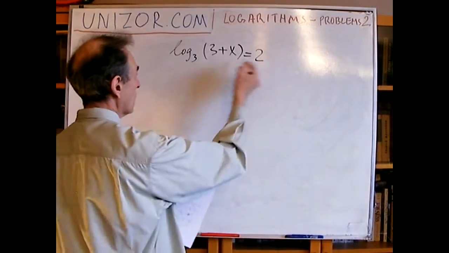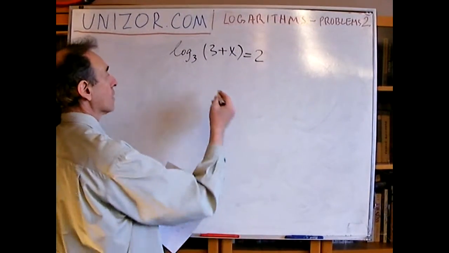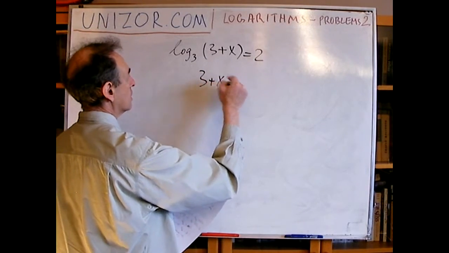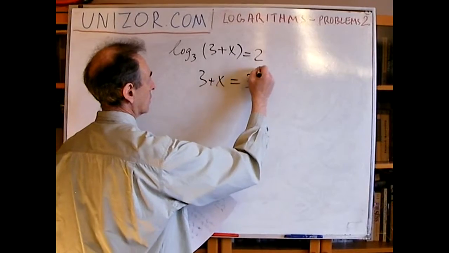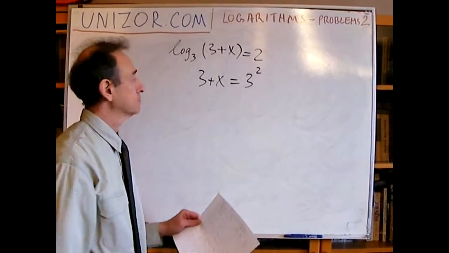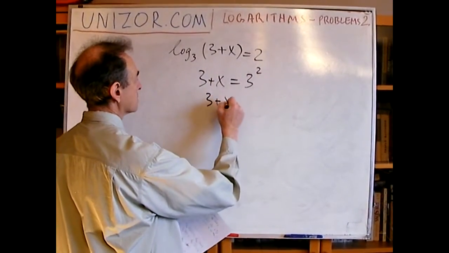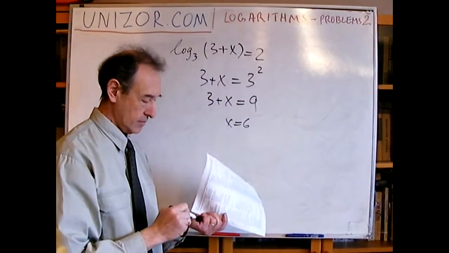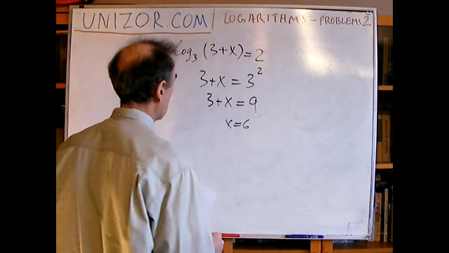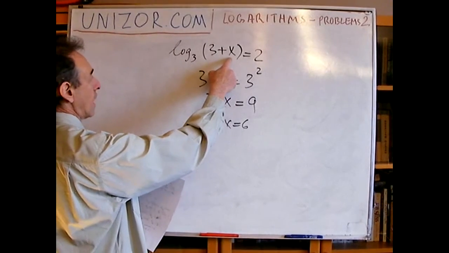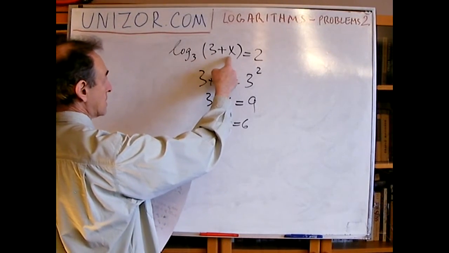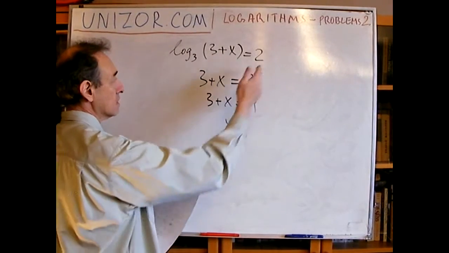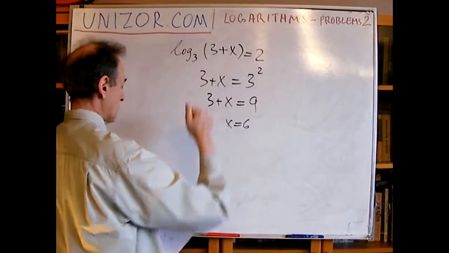So from here, using the definition of the logarithm, we can derive that 3 plus x is 3 to the power of 2. So 3 plus x equals 9, x equals 6. That's the solution. And indeed, if you substitute x here, you will have 3 plus x, which is 9, and logarithm of 9 with the base 3 is 2, because 3 squared is 9.